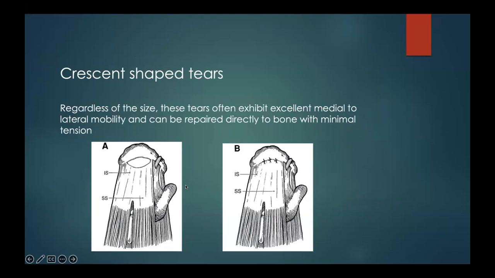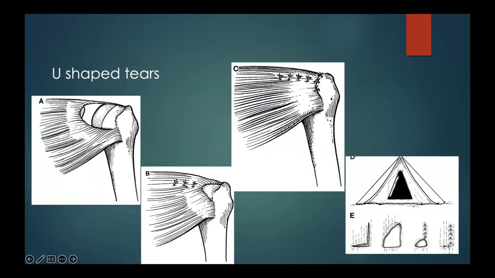First is the crescent shape. These tears often exhibit excellent medial to lateral mobility and can be repaired directly to the bone with minimal tension. Whereas in the U-shape, recognizing this variant is crucial because conventional medial to lateral mobilization, as we did in crescent shape tears, results in tensile overload and potential failure. The technique of marginal convergence is useful under these circumstances.